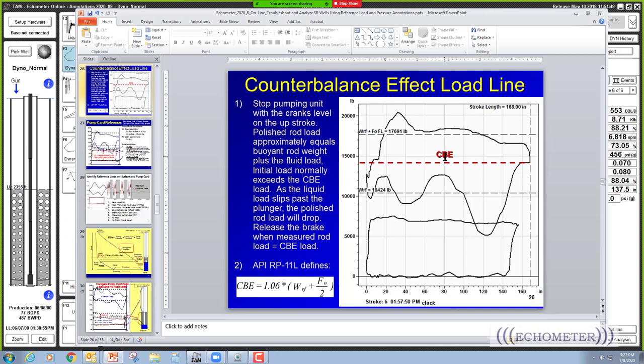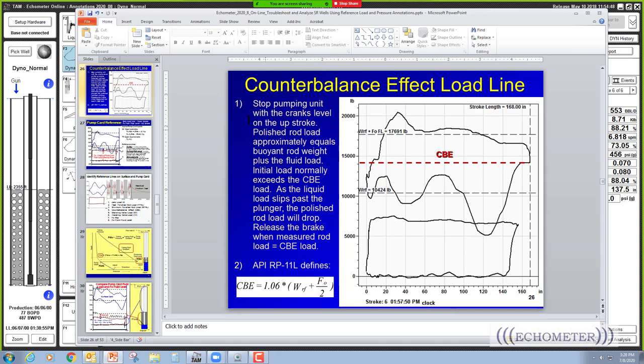Well, how in the heck can you weigh the crank and the weights? You can't really do that. So the way you do that is you balance the weight of the crank and the weights with the weight of the rod string in fluid plus some of the fluid load. And when the weight of the fluid load on the rod string in fluid matches the counterbalance effect weight, if you release the brake, then the crank stays level.